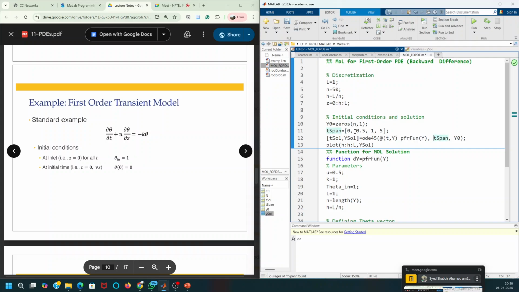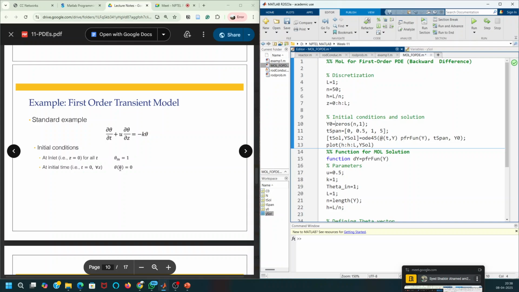I am solving it for different points of time. Earlier we were solving it for 0 to 20. Here I want to solve it only for 0 to 5, but at specific points, so I am giving that time span. Then I also have to give the initial value of theta from the second node to the last node. At t equals 0, y naught will include that.